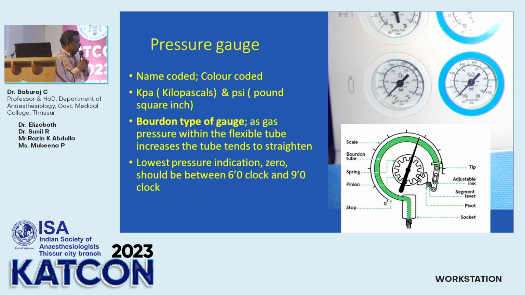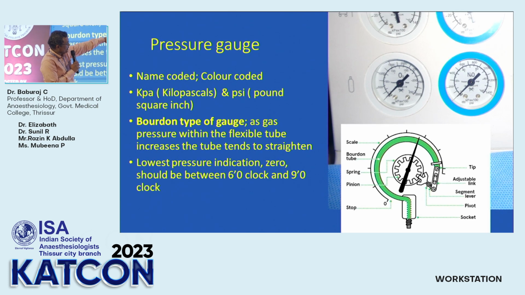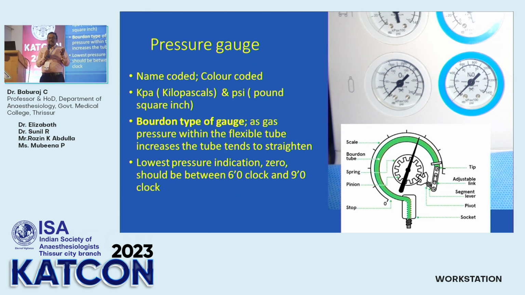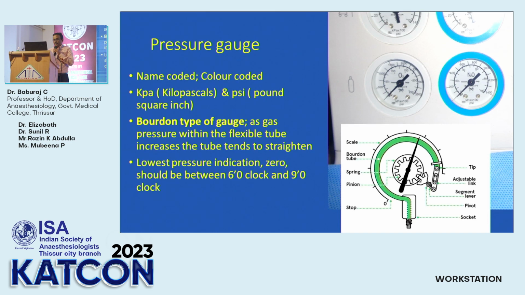And the lowest pressure you can see always. Can you see the 0? The 0 is between 6 o'clock and 9 o'clock. In the earliest machines, it was at 9 o'clock. So when you look at this, you may feel that there is some gas remaining. So the universal standard is that this 0 should be between 6 o'clock and 9 o'clock.